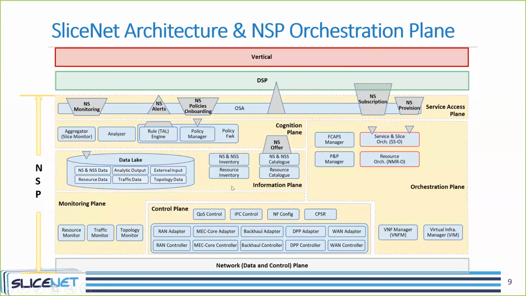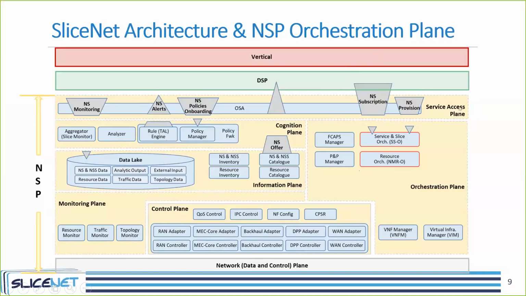Also, you have here the control plane, which functions as an abstraction layer. You have here all these adapters that can make the adaptation layer between the specific equipment that we have from the vendors in the southbound interfaces to the common plane inside of the SliceNet architecture.